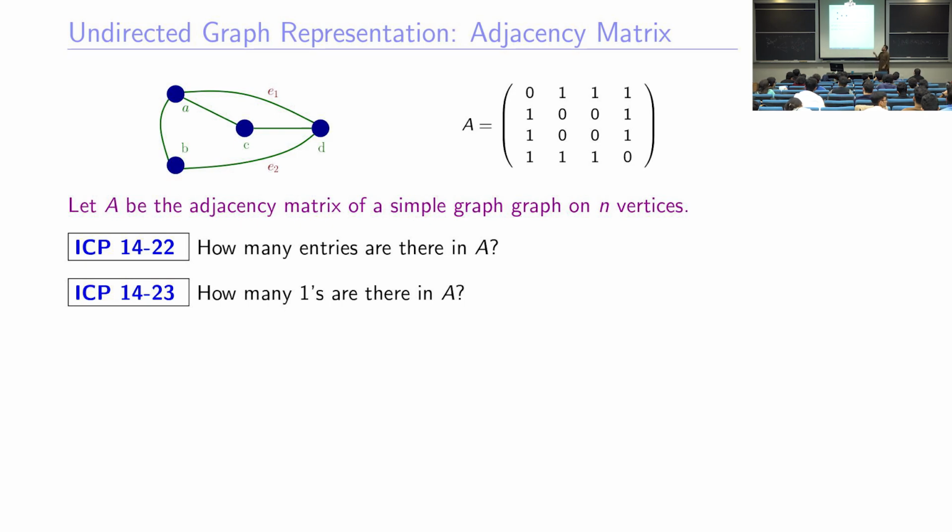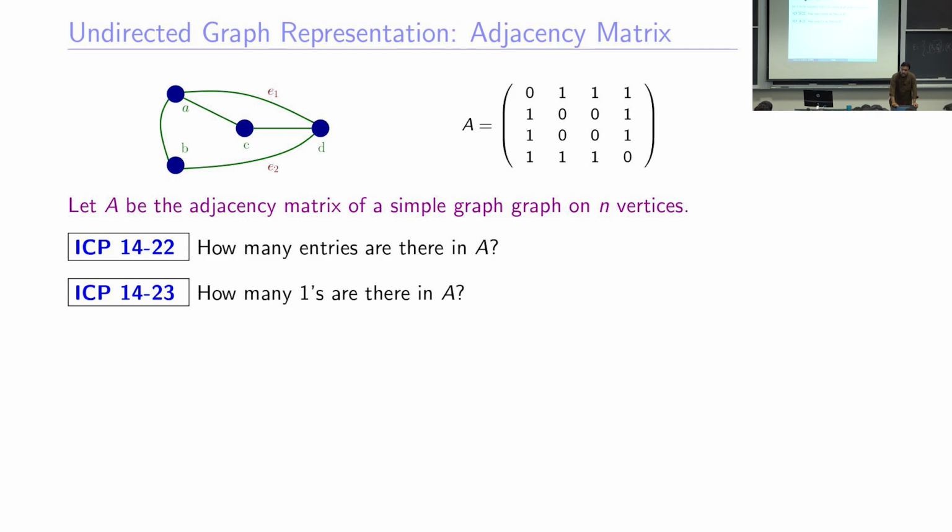In this graph, you said n squared minus n, right? That's the maximum. So I'm just saying that for any graph, that's the maximum possible size of the graph. If the graph has 2 edges, how many ones will be there? 4, right? Because each edge is written twice: one in the AB entry and one in the BA entry.